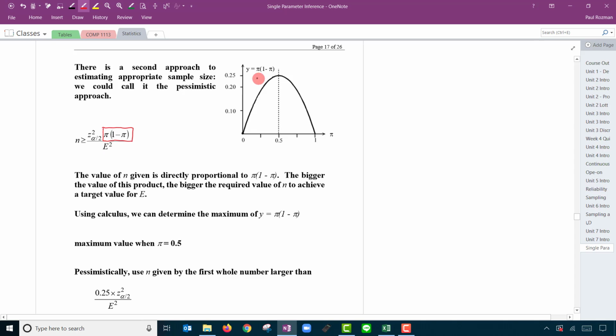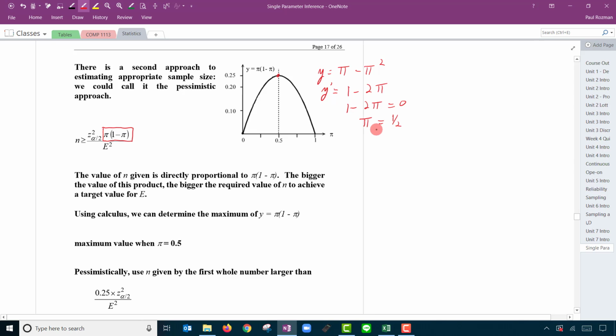So I plotted that. I wrote a function, y equals pi times 1 minus pi. Here's my pi axis. Here's my y axis. It's a parabola. Y equals pi minus pi squared. You can find the vertex of that thing and find the local max. Or if you're a math nerd, you could take the derivative. It's 1 minus 2 pi, and then set that equal to 0. Remember, pi is just a variable here, and then pi is equal to 1/2.